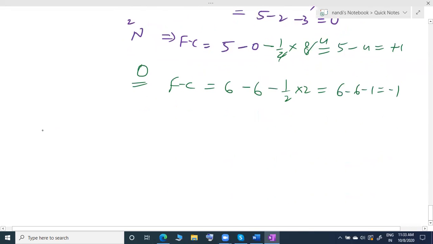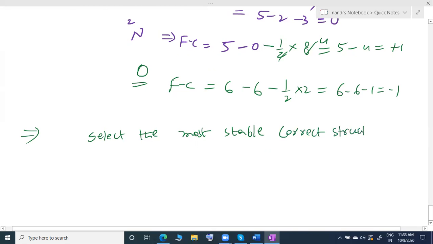So similarly, we can write different questions, but I am giving one question. If possible, you can write it. Select the most stable correct structure of COCl2. So I hope you can keep that in mind.